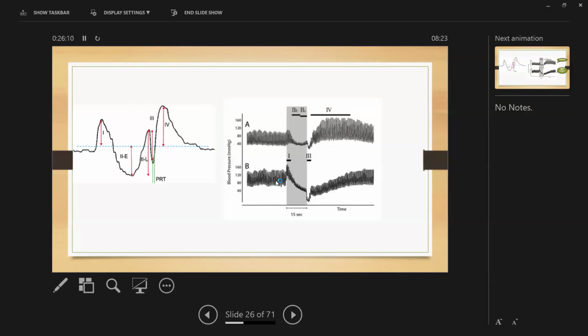If you see here, only the first phase is there, and when the second phase starts, the late phase of the second is absent. Also, there is no overshoot in the fourth. So it indicates autonomic failure. The absence of overshoot indicates autonomic failure. So for normal persons, we must have all the four phases.